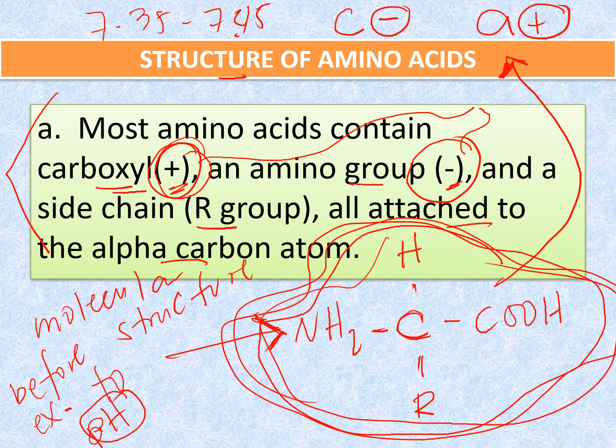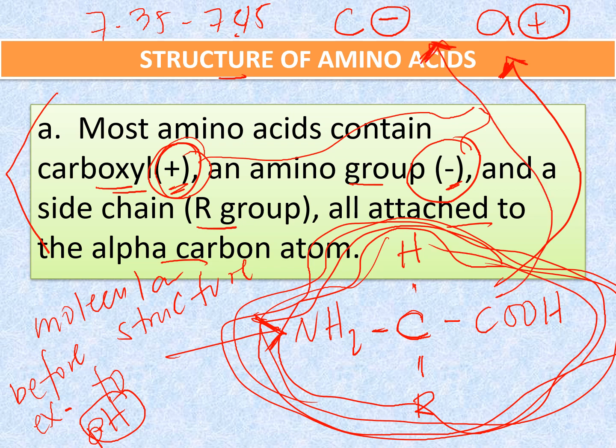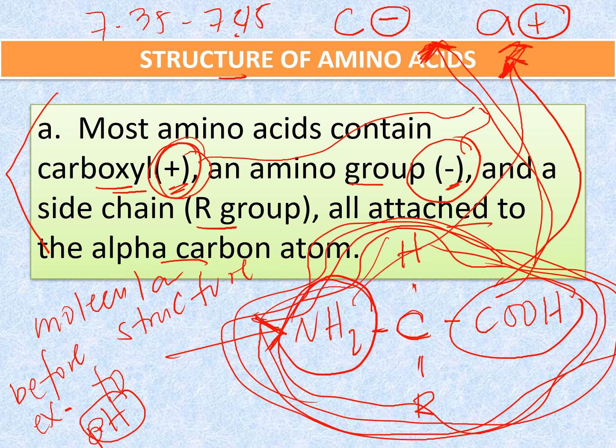Your carboxyl group will now carry a negative charge, whereas the amino group will carry the positive charge. I will explain in the succeeding slides how, from this specific structure, it changed: from a positive carboxyl group, it became negative, and from a negative amino group, it became positive. So we will discuss that one. Don't worry.